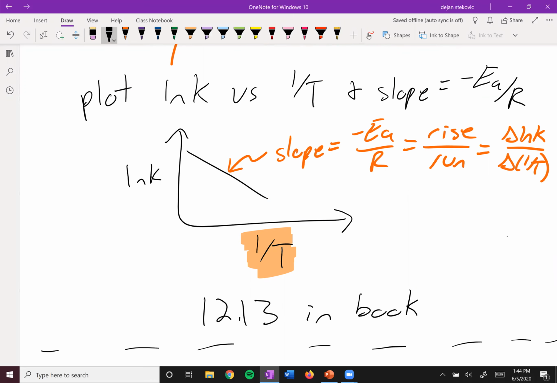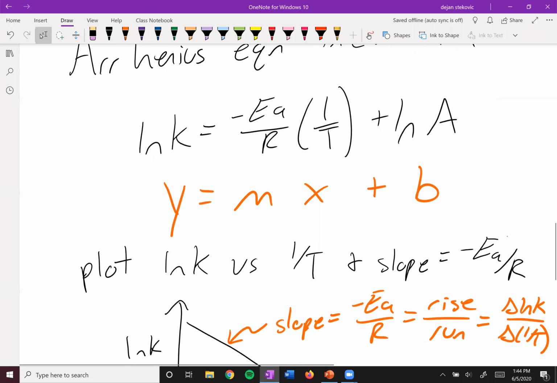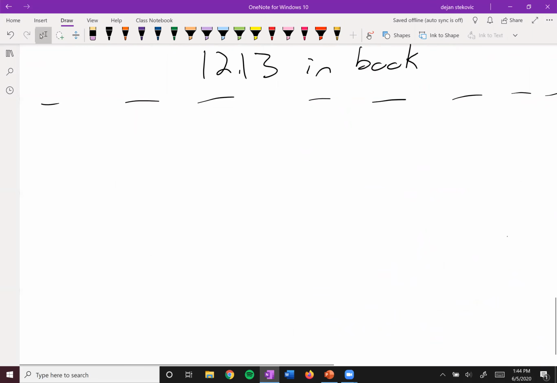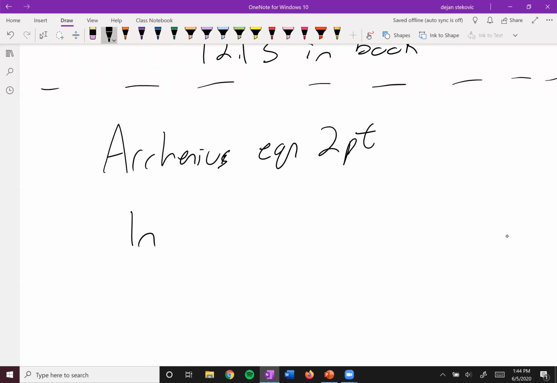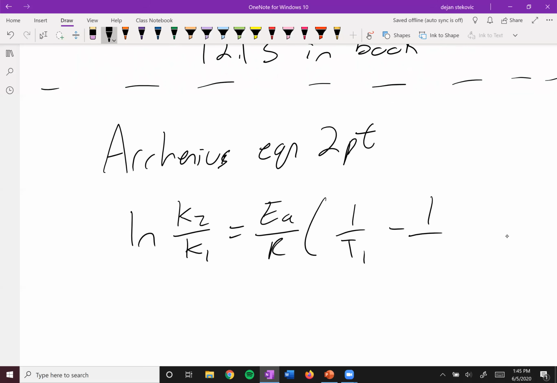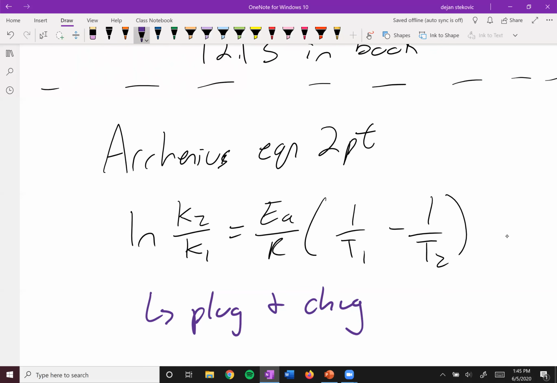And then very similar to this problem, if you take this equation up here and plot the rise over run type of thing, what you'll end up with is the Arrhenius equation in its 2-point form. And so this one says the natural log of K2 over K1 is equal to EA over R times 1 over T1 minus 1 over T2. So very similar to the Clausius-Clapeyron equation. There's not much more to it. These are just plug and chug type of problems. So you should be okay with this type of stuff.